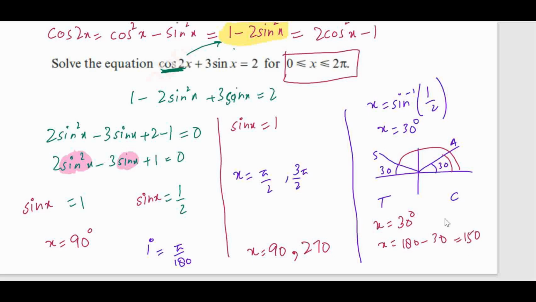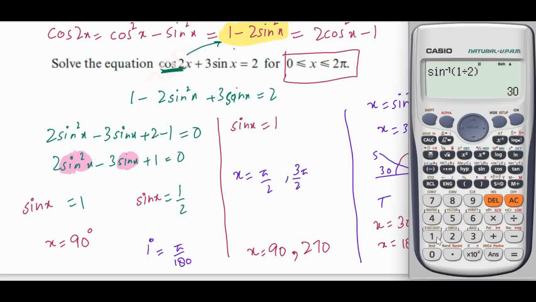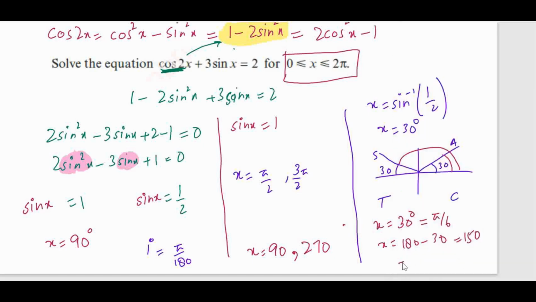Now again keep this in your mind that we have to convert it in radian because the main range is in radian. So this must be pi by 6, and 150 divided by 180 will be equal to 5 by 6 pi. So we can write it as 5 by 6 pi. So this will be the final answer.